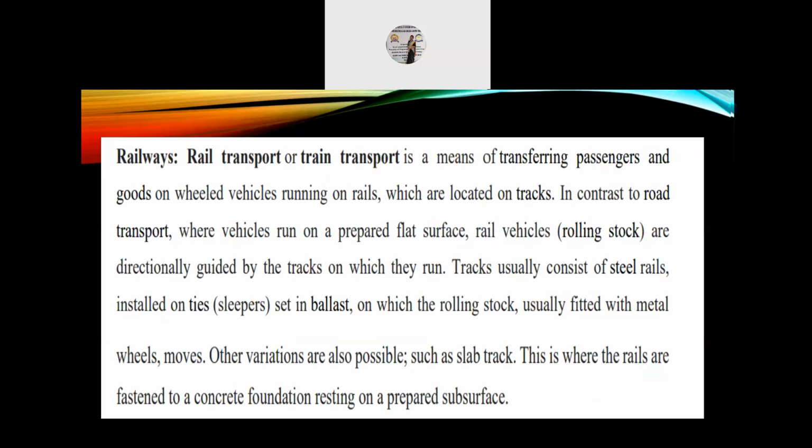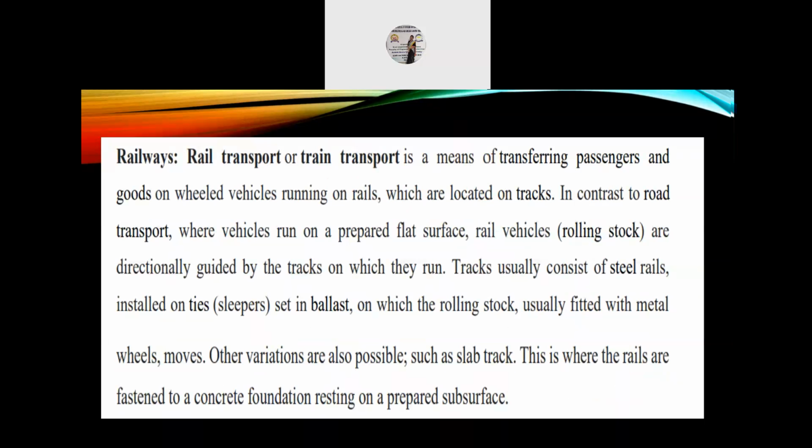Next, railways. Rail transport or train transport is a means of transferring passengers and goods on wheeled vehicles running on rails, which are located on tracks. In contrast to road transport, where vehicles run on a prepared flat surface, rail vehicles or rolling stock are directionally guided by the tracks on which they run.